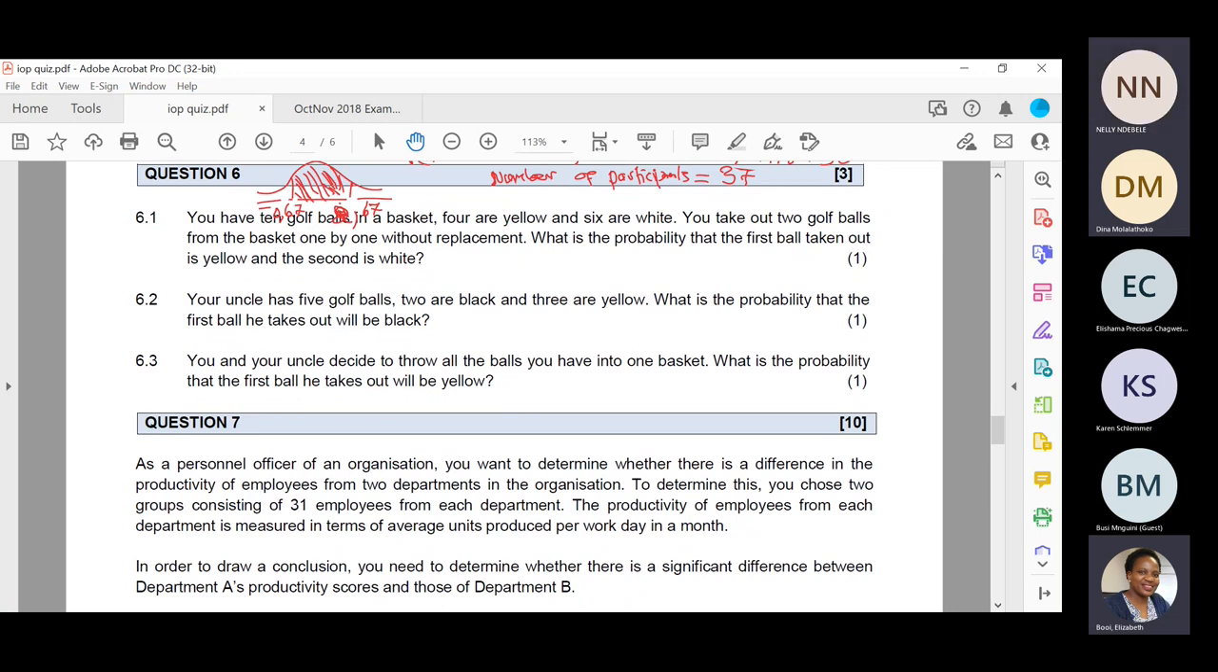Okay, so question number 6. You have 10 golf balls in the basket. 4 are yellow, 6 are white. You take out 2 balls from the basket, one by one, without replacement. So the minute you take out the first one, you're not going to put it back, so the count from 10 becomes 9 the second time you go back in the bag. What is the probability that the first ball taken out is yellow and the second is white? We have 10 golf balls in a basket.